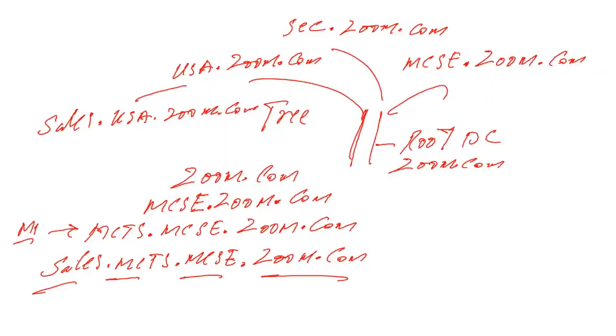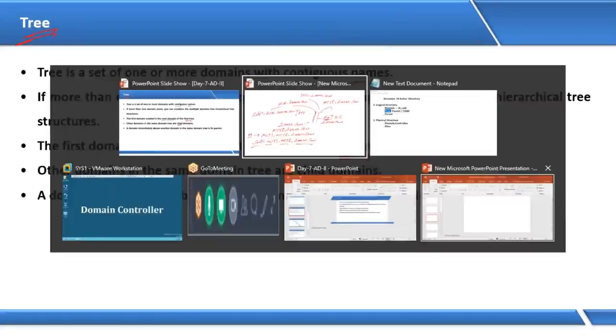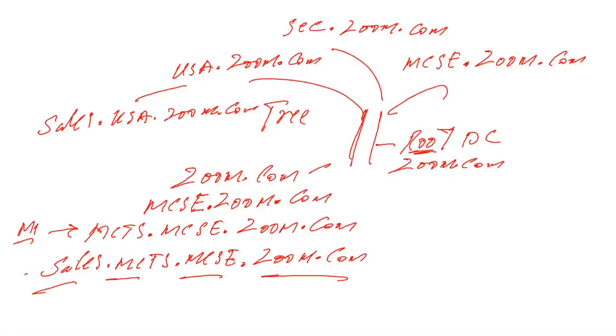So this is called a tree structure. Who is the first server here? Zoom.com is also called what here? Root domain controller. And other domains in the same domain tree are called what here? Children. A domain immediately above another domain in the same domain tree is a parent. Now tell me, for sales, who is the parent server here? MCTS. For sales and MCTS, MCSC. And for sales, MCTS and MCSC, Zoom.com is the parent server, also called the root server here.